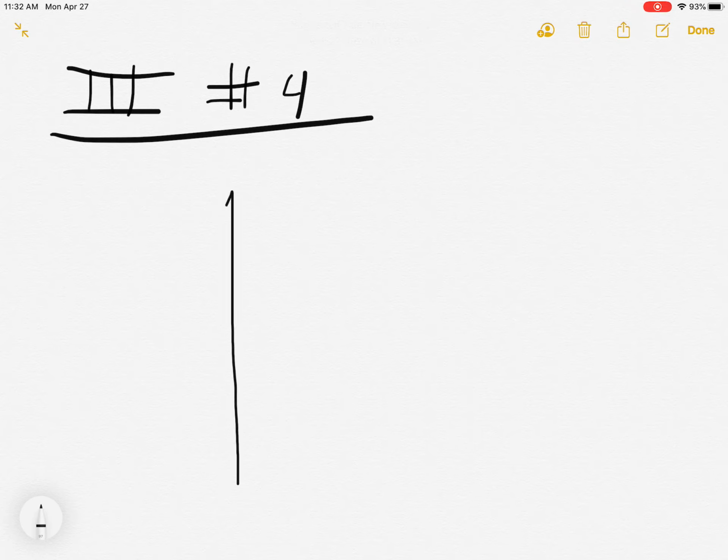Okay, level 3, number 4. In this question, they're telling you about a catapult which can launch itself straight up 60 meters. So, in other words, if you shoot straight up into the air, you'll rise to a height of 60 meters. And then they want you to figure out the max range of this catapult.